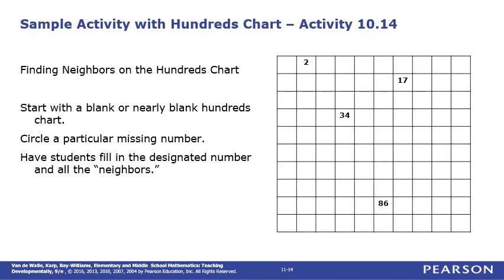So here's an activity that helps your students with these patterns and understanding how they would help them with understanding of place value. It's called Finding Neighbors on the Hundreds chart. So you could give your students either a completely blank or nearly blank hundreds chart, just like I have here on the slide. And you can circle a particular missing number, such as that one there. And then you can have students fill in the designated number in the circle and find all of its neighbors, so all of the surrounding digits, just based on referencing the numbers that they have there. And so that just ensures that they see the patterns, they know the patterns, and they're able to apply the patterns and their place value understanding to find that missing number.